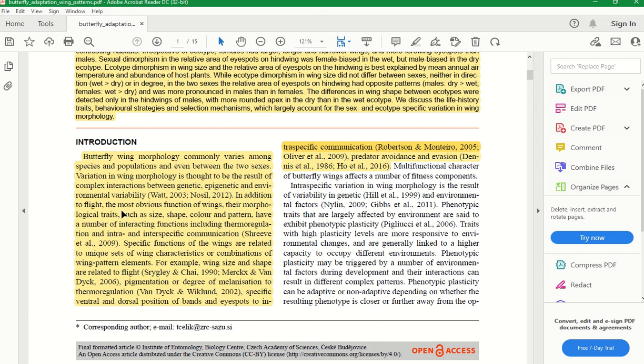In addition to flight, the most obvious function of wings, their morphological traits such as size, shape, color, and pattern, have a number of interacting functions, including thermoregulation, intra and inter-specific communication.